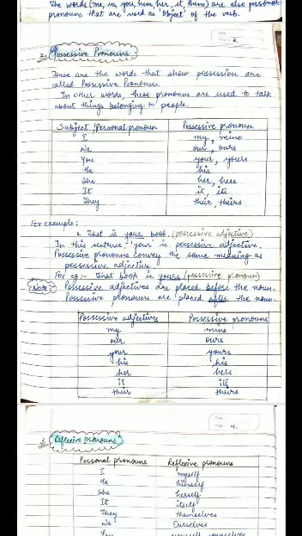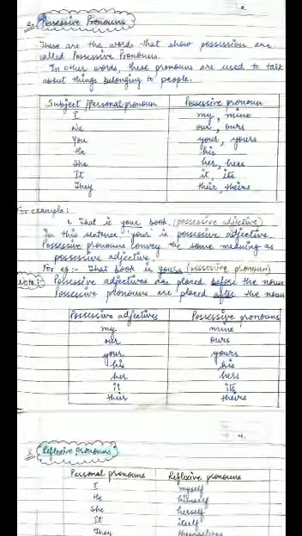Children, do remember possessive pronouns convey the same meaning as possessive adjectives. For example, that book is yours. The word yours here is a possessive pronoun. Possessive adjectives are placed before the noun and possessive pronouns are placed after the noun.